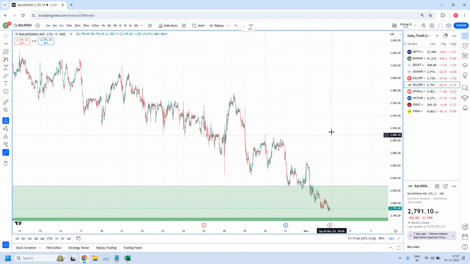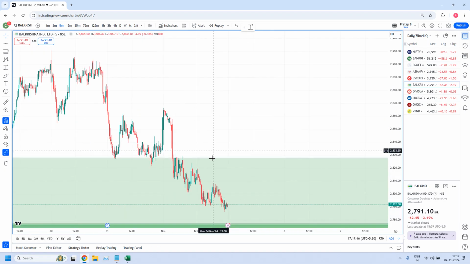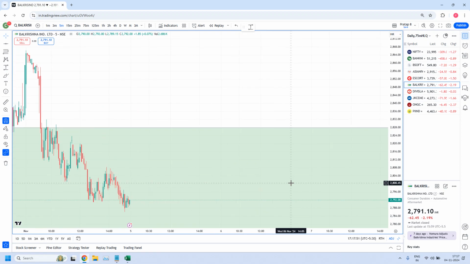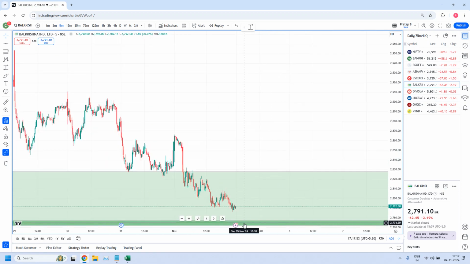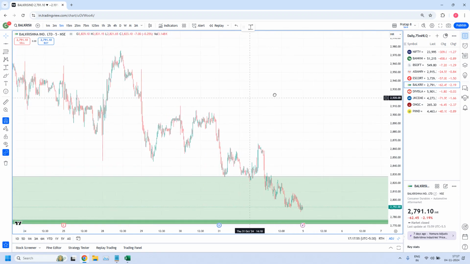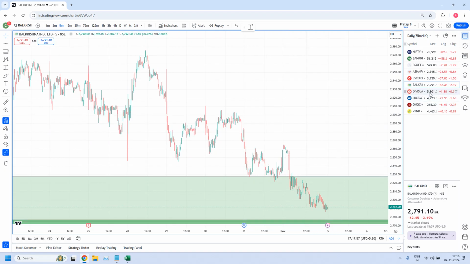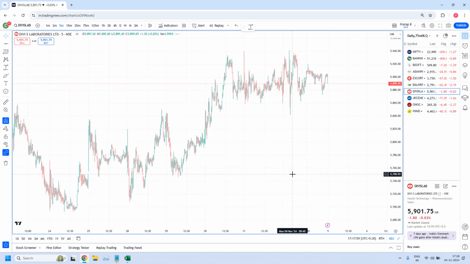But today prices came very near to this. If some more fall would have happened, we would have got an entry here. But anyway, we didn't get a trade opportunity in this zone. Balakrishna Industries. Next one is Divis Lab.